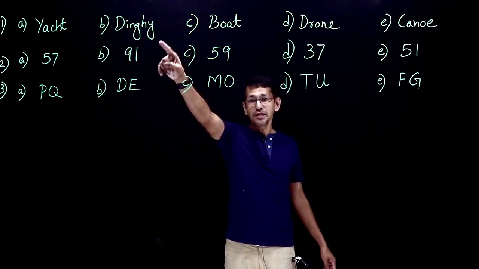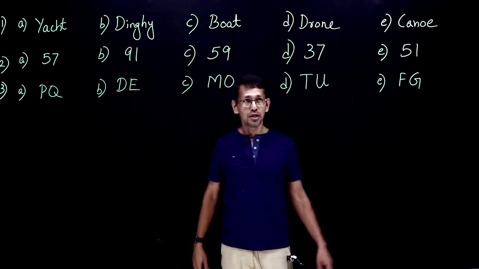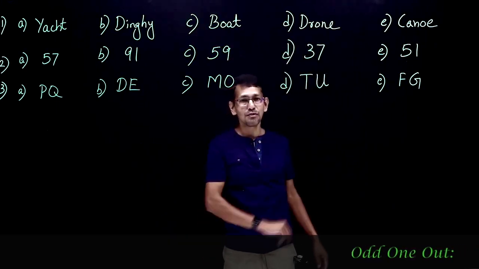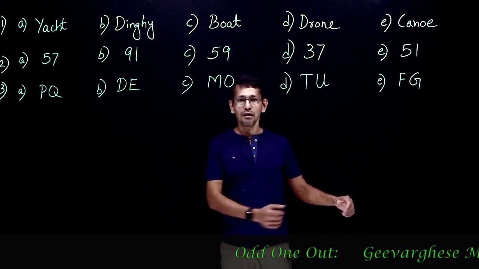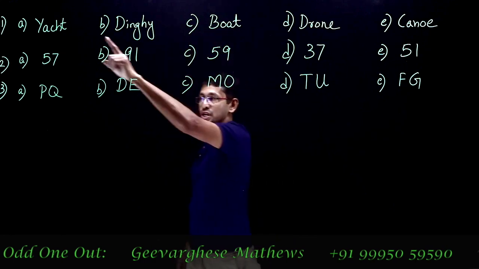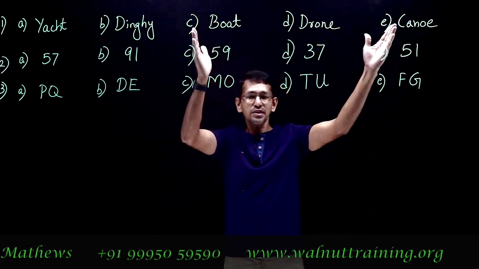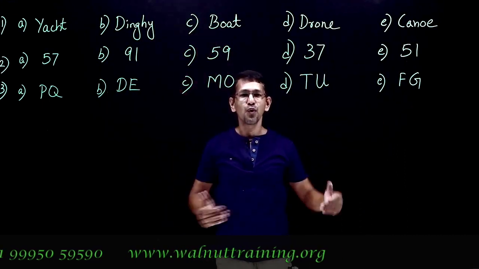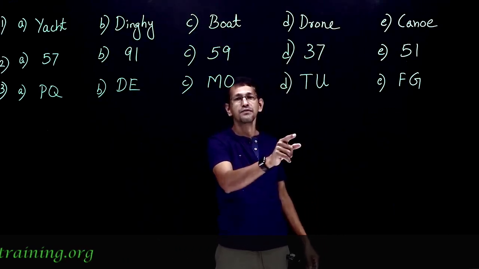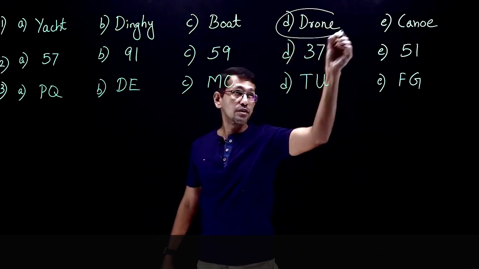Dinghy, that's a small boat. And boat, of course, you know what a boat is. And drone, you know the drones, right? And what is a canoe? That's a small rowboat. So canoe, drone, boat, dinghy, and yacht. Yacht, dinghy, boat, and canoe are the vessels used in water, and drone is not in the water, it is pretty much in the air. So which one is totally different from the group? The drone would be the answer in this case.